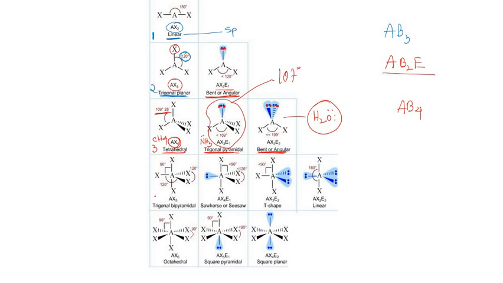Let us come back to this fourth one here. AX5. I can write it as AB5, and the best example is PCl5, and the shape is trigonal bipyramidal, and the hybridization is sp3d. So this is AX5 or AB5. But in this, if one of the bond pairs is occupied by one lone pair, then it becomes a seesaw shape.